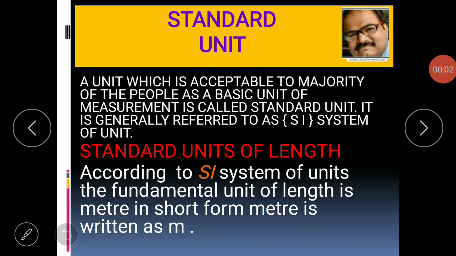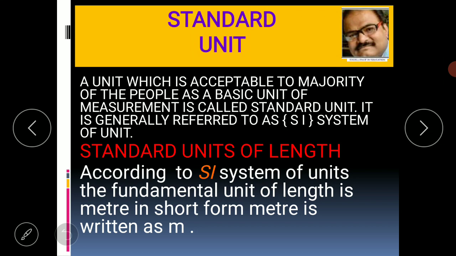Hi friends, today I'll be talking to you about the standard units of length, and I will also be discussing the multiples of meter and submultiples of meter. So right now, standard unit.